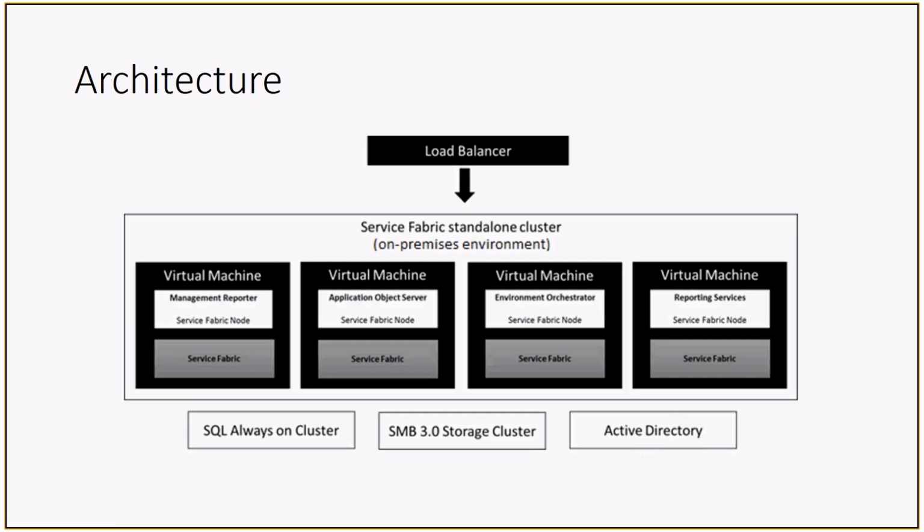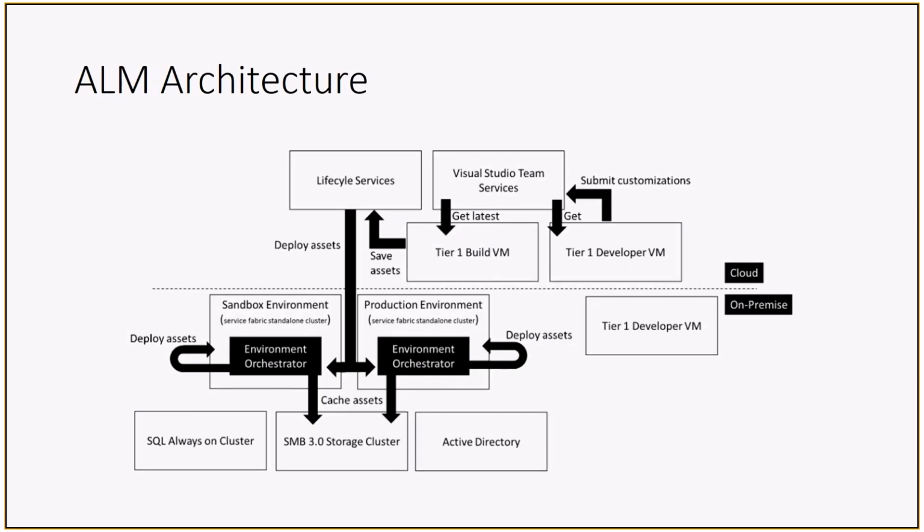So that's sort of a high-level architecture. Moving on to the application lifecycle management architecture side of things. The two things that will always be in the cloud are Lifecycle Services and Visual Studio Team Services. When your developers do the development, whether in a one-box VM in the cloud, or they download the one-box VM and run it on premises, those VMs will need to connect to Visual Studio Team Services, and the developer should be able to check in and check out code to the source control in VSTS.